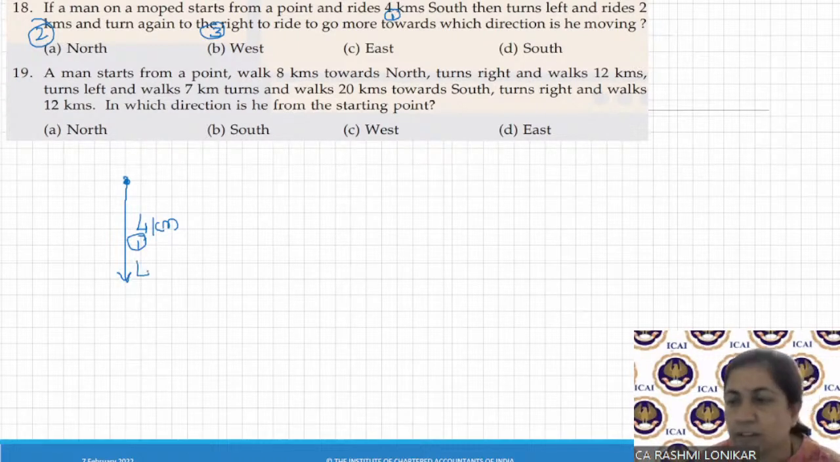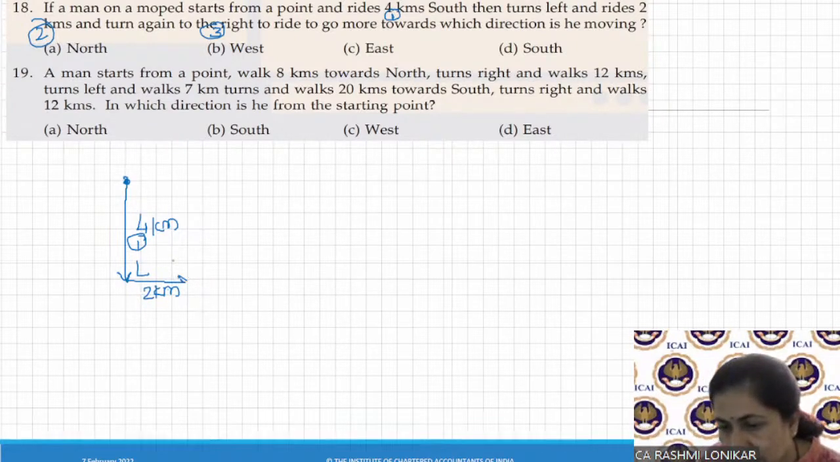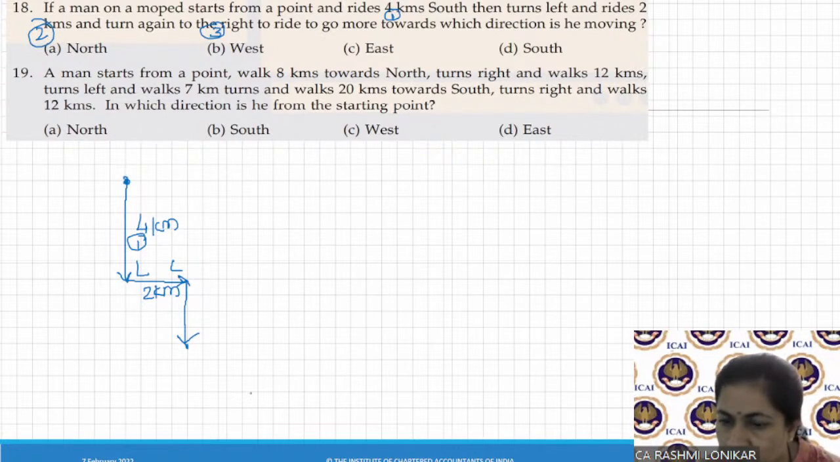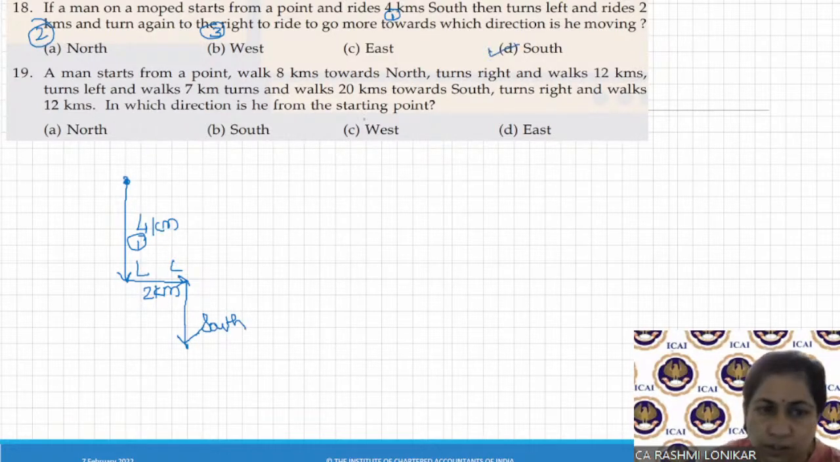So this is his left and this is his right, and he rides 2 kilometers and turns left. Okay, so where is his left? His left is here. He turns again to the right to go riding. Okay, so which direction is he moving? Can anybody tell me? This is the south direction. So the answer is D, the south direction.